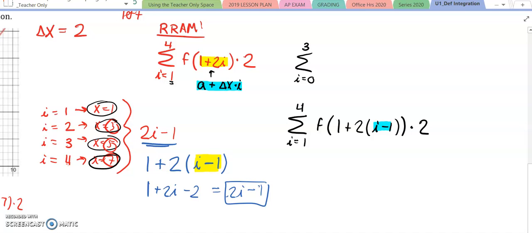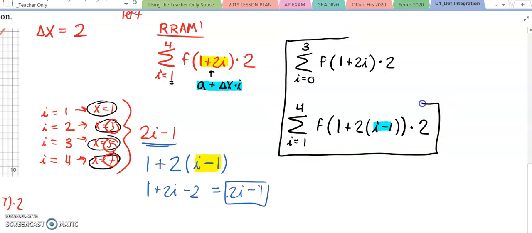That's still showing 4 rectangles because 0, 1, 2, 3 is 4 numbers. But then we would be able to use the exact same function notation for x of i that we used for the right Riemann sum. So both of these summation notations would be accepted as an approximation for the left Riemann sum.